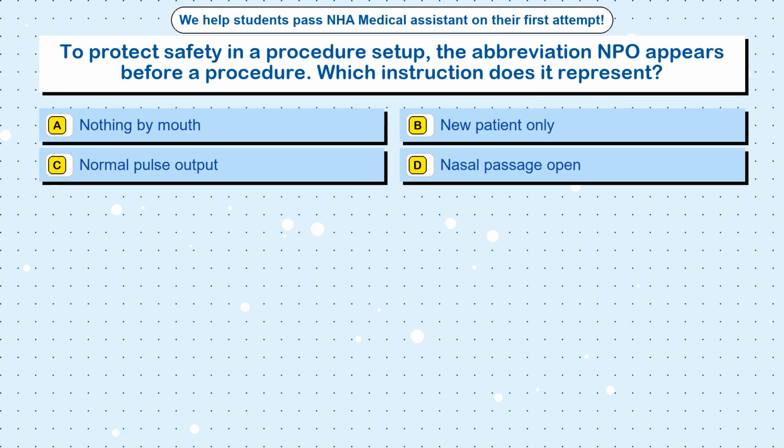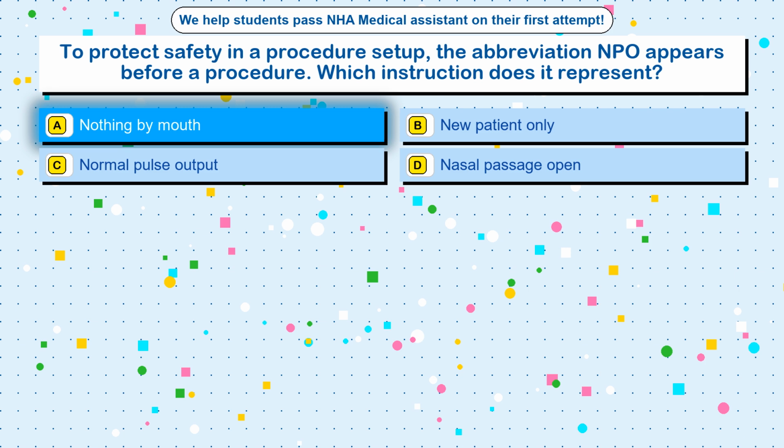Question 91. To protect safety in a procedure setup, the abbreviation NPO appears before a procedure. Which instruction does it represent? Option A. Nothing by mouth. Option B. New patient only. Option C. Normal pulse output. Option D. Nasal passage open. The correct answer is option A.